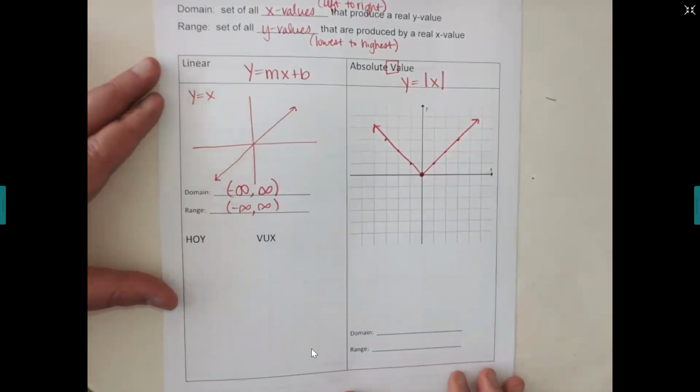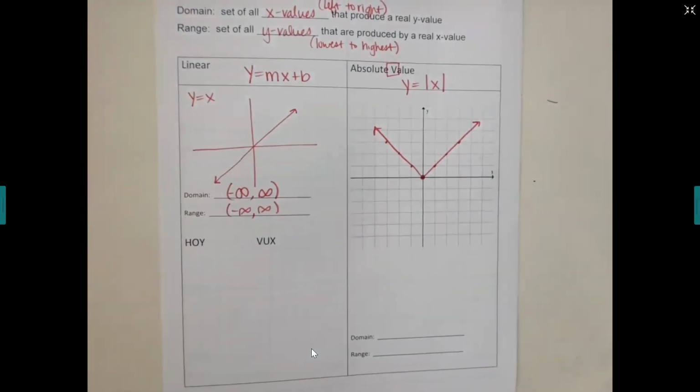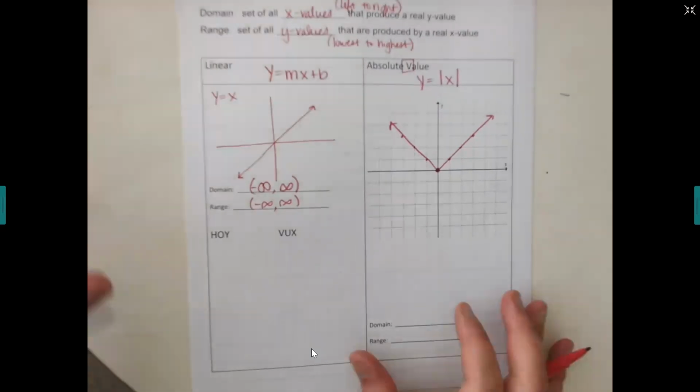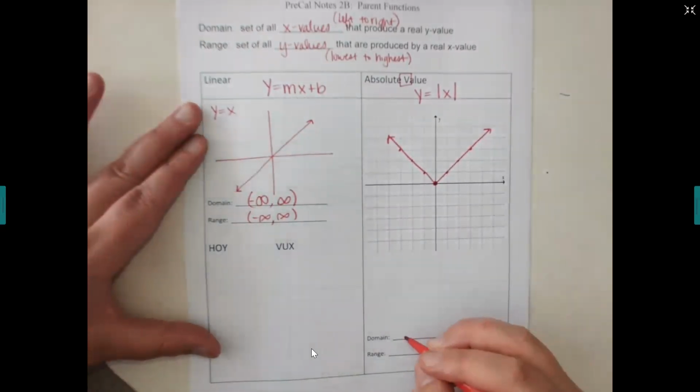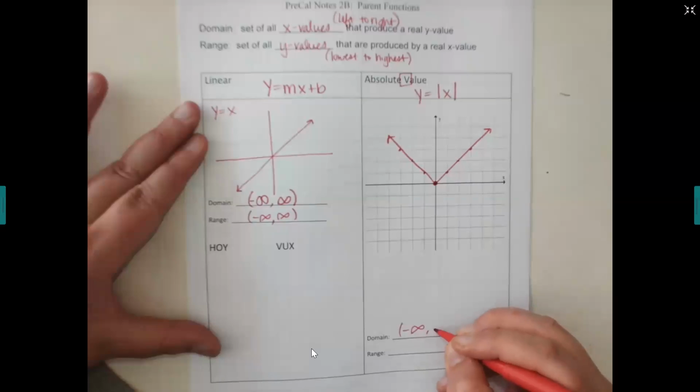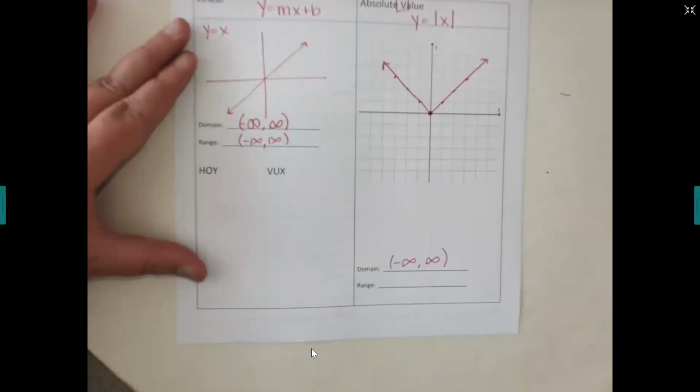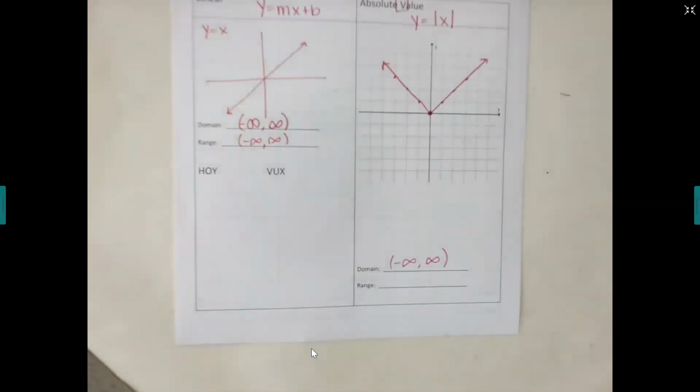Now for your domain, if I'm measuring this left to right, because remember, domain is all the x-axis that you care about. How far does it go to the left? How about to the right? Then your domain is all real numbers or negative infinity to infinity. So if you want to fill that out down here at the bottom.